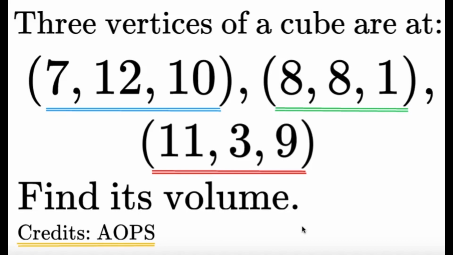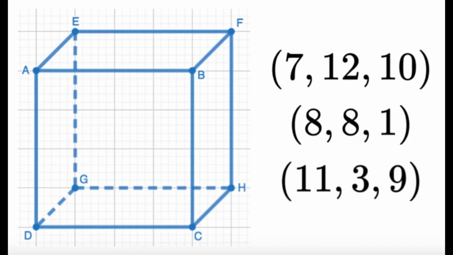Alright, so we're asked for the volume of a cube. So obviously, before we get the volume, we need the side, because the formula for the volume of a cube is just the cube of its side. So we have to get its side, but the only thing that we're given are the vertices of a cube. Alright, so the cube has 8 vertices, and 3 of them are given. But the problem is, we are not sure how these vertices are oriented.